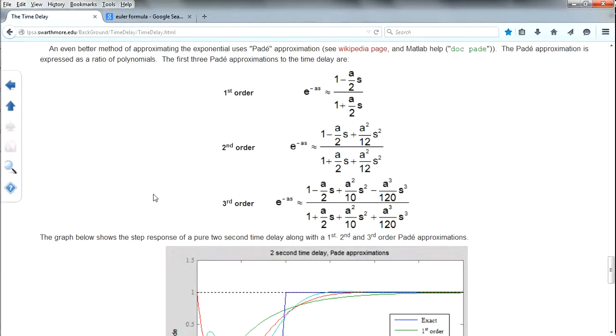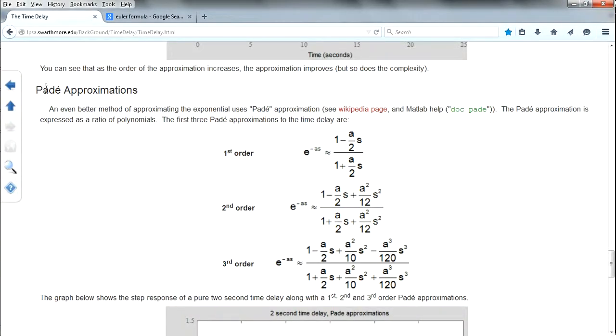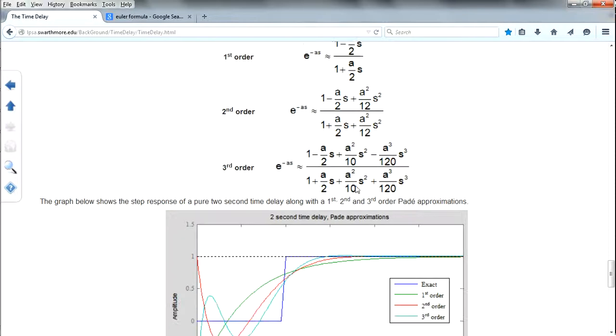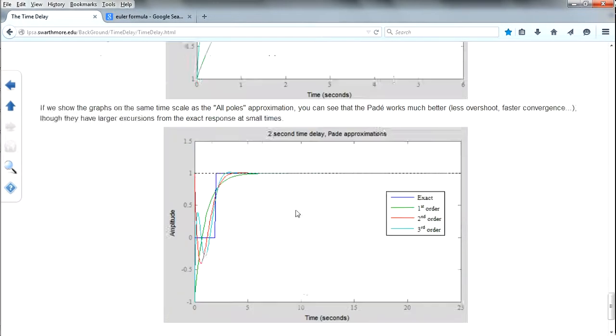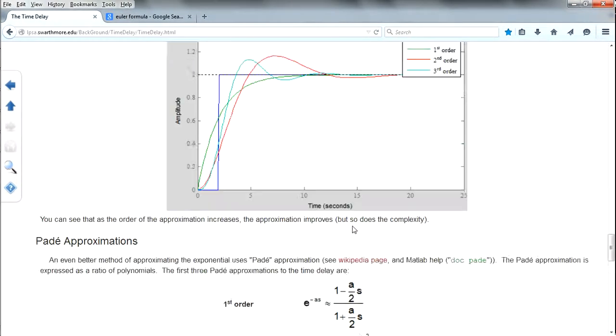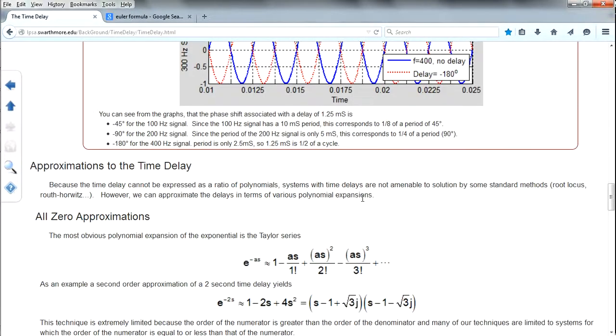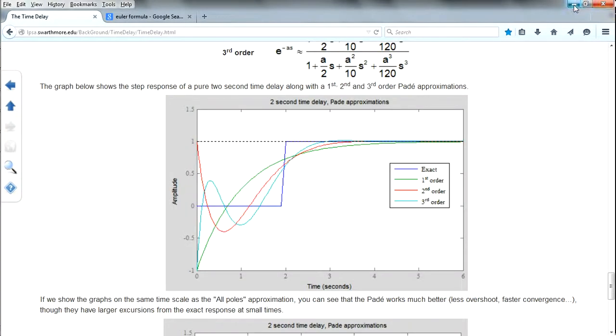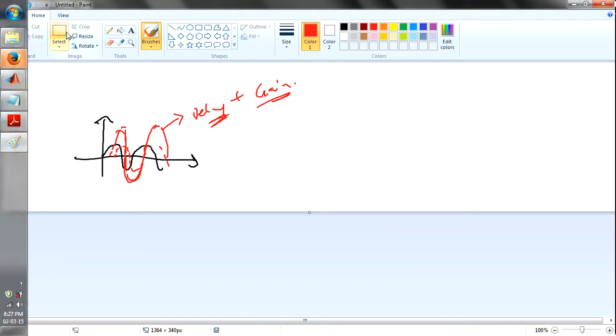Just a sneak peek before I go to other explanation. You see the Padé approximation. You can see that there is a wow, you know. Just to let you know, in the future you may actually need to study this also. So be warned, my friend, be warned.